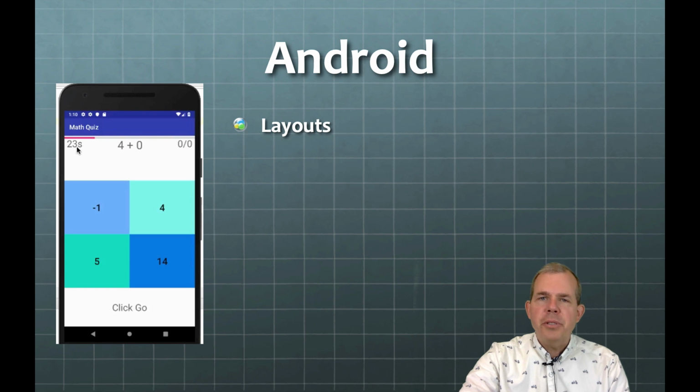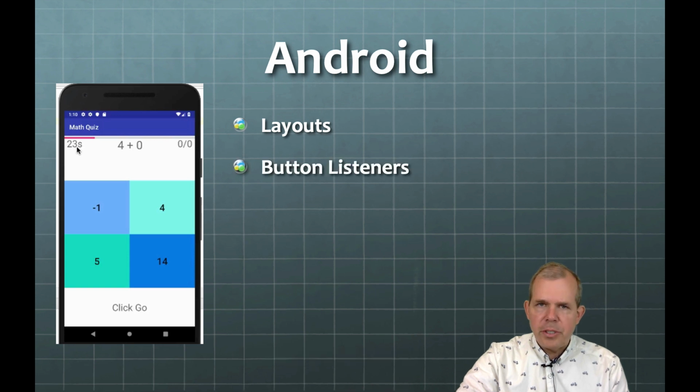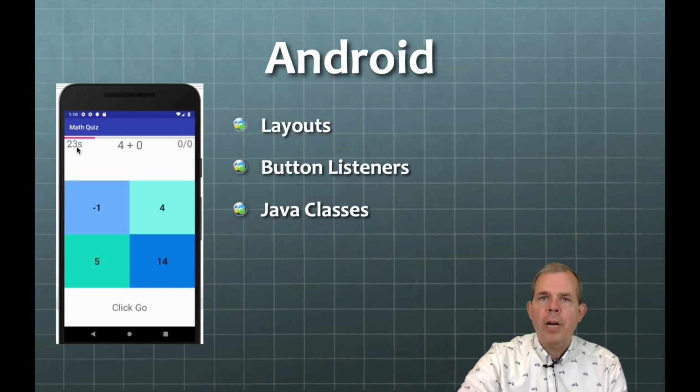Some of the things you will see in this tutorial are layouts, so that we can put buttons in the right places. We will create button listeners, which are programs that respond to each button click. We will create Java classes, and so there's a little bit of program design here, not just coding Android, but how do you actually format your data and manage it well in a more complicated program than your simple tutorials.